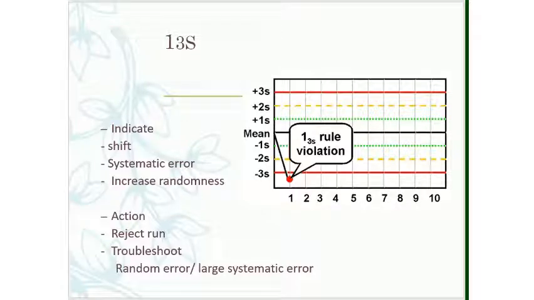So let's go deeper into the rules one by one. For 13S, it means that one QC data has violated the 3SD. So it indicates shift or systematic error or increase in randomness. The action is we need to reject the run, and we need to troubleshoot whether it is random error or large systematic error.